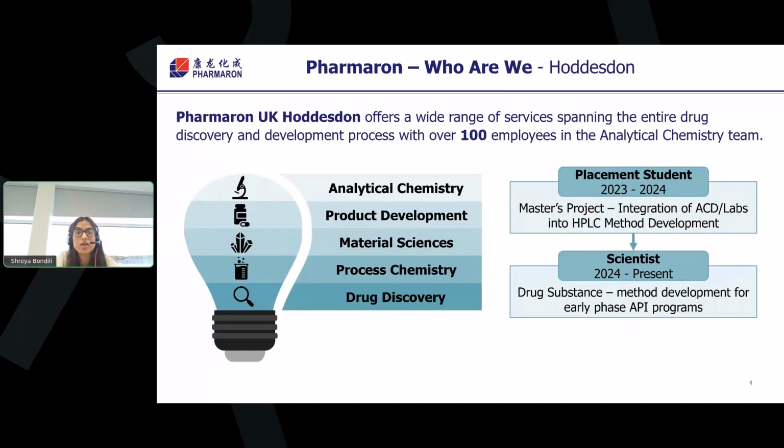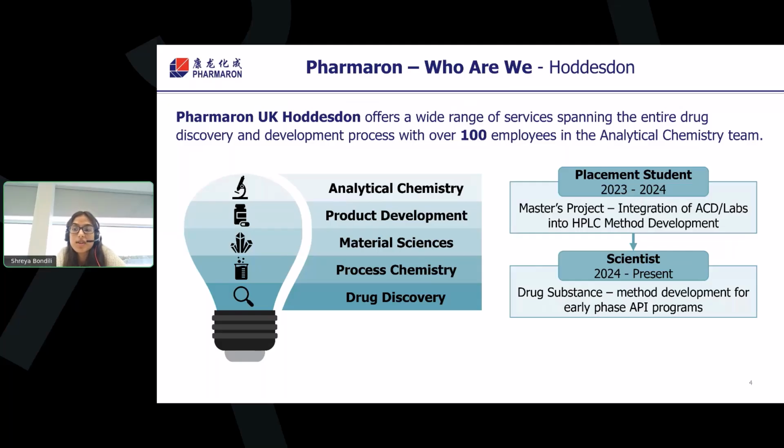At Hoddesdon, we offer a wide range of services spanning the whole drug discovery and development process. Within our analytical chemistry team, we have over 100 employees across drug substance and drug product. I currently work as a scientist in drug substance, primarily focusing on early phase development projects for small molecule APIs.